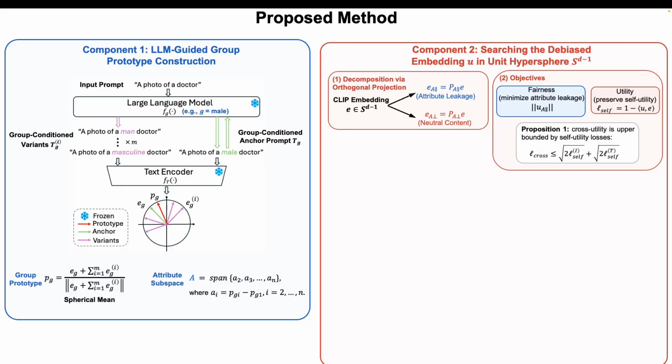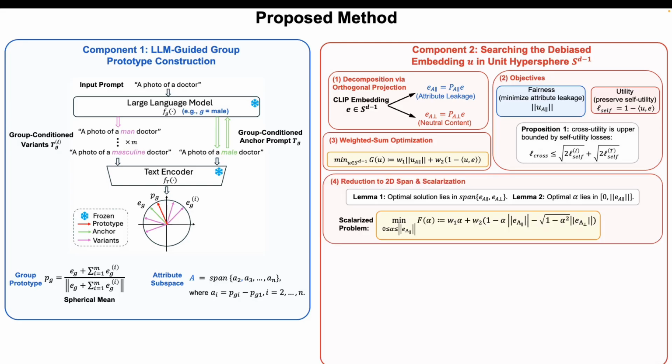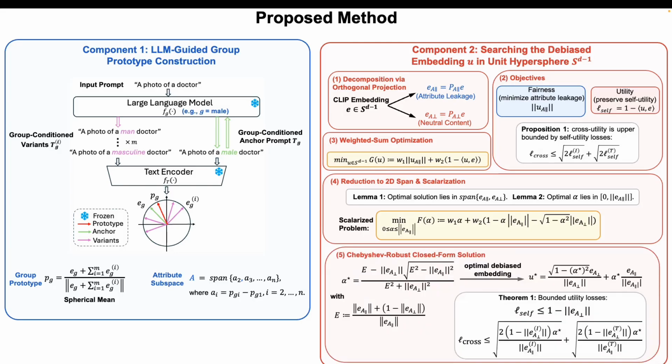For fairness, we try to minimize the attribute leakage of the debiased embeddings, and we preserve the self-utility by minimizing the self-utility loss. We formulate this optimization problem using a weighted sum, and this can be further reduced to a 2D scalarized problem. We use Chebyshev scalarization to solve this scalarized problem and obtain a closed-form solution. Additionally, this closed-form solution offers very nice theoretical guarantees that self-utility and cross-utility are both upper bounded.